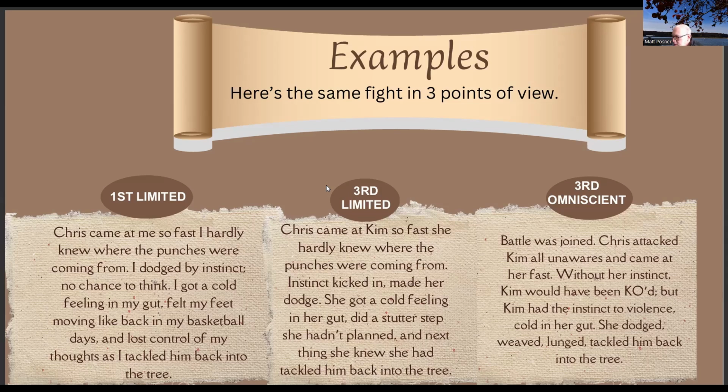"She dodged, weaved, lunged, tackled him back into the tree." I used a more complex grammatical and sentence structure here because in the third person omniscient, I can use more of my voice. I'm not as tightly in on the character's perceptions and experiences. So I hope this is helpful to you.